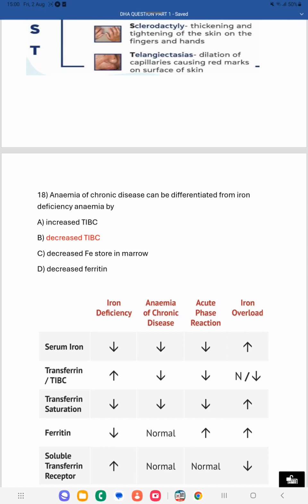Next question was, anemia of chronic disease can be differentiated from iron deficiency anemia by how? How can we differentiate this condition? So anemia of chronic disease. Chronic disease means you are suffering from an illness for 3 months. Because of that, some inflammatory changes will be happening in the body to cope with this disorder.